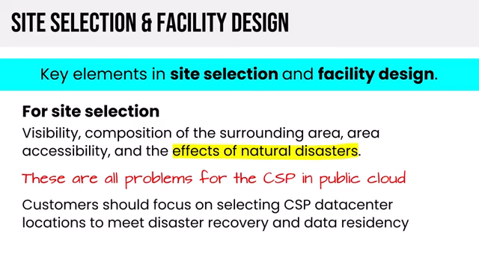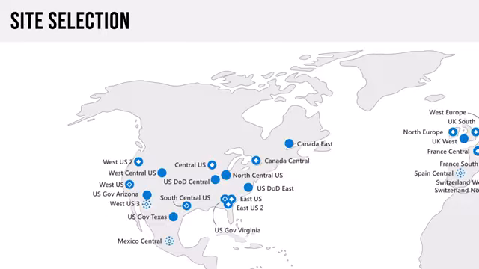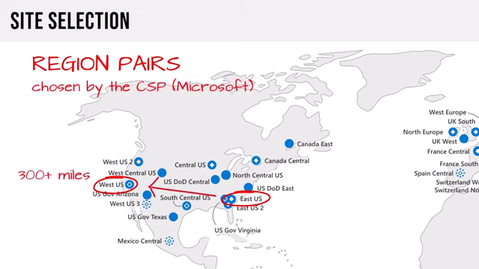Customers need to focus on selecting CSP data center locations to meet their disaster recovery and data residency requirements. Remember, CSPs auto-select region pairs for redundancy, something to just bear in mind. So if we revisit the region pairs concept we talked about in a previous installment in the series, for example, we have East-West as a primary data center region. The CSP will pair a secondary region to serve as the backup, and that's generally 300 plus miles away, chosen by the CSP. So in my example, Microsoft uses West US as the region pair for East US.